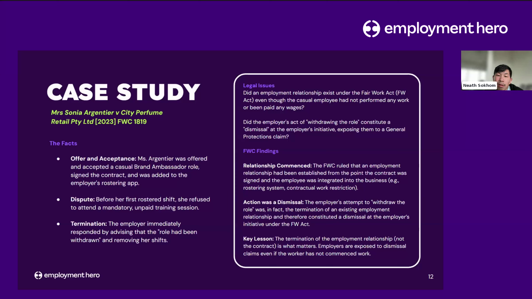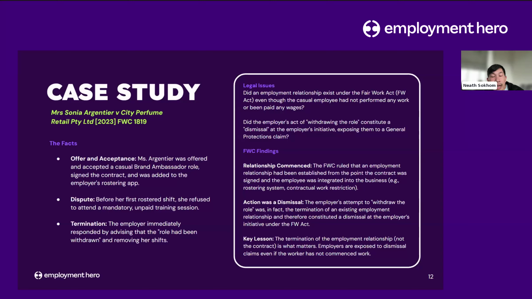Argentier completed her onboarding. There was a receipt of communications, employment-related communications between Ms. Argentier and the employer. And there was also a clause in that contract which restricted Ms. Argentier from working for other people, right? And this clause is not anything that is super unique. You see a clause like this in a lot of standard employment contracts, right? It's probably something that they didn't even think about, right?